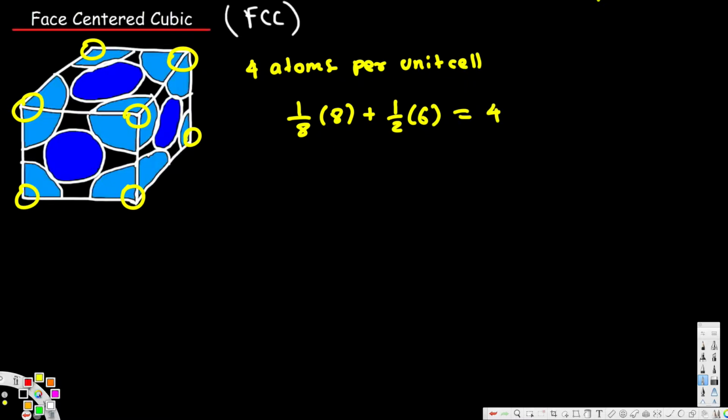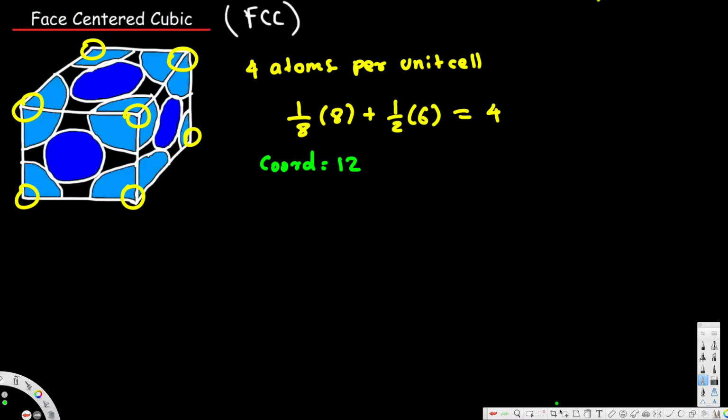And also we have to know the coordination number of a face-centered cubic structure. The coordination number is equal to 12. Coordination number is basically how many atoms are connected to one atom, like how many atoms are connected with one atom. Now let's see how we got 12.